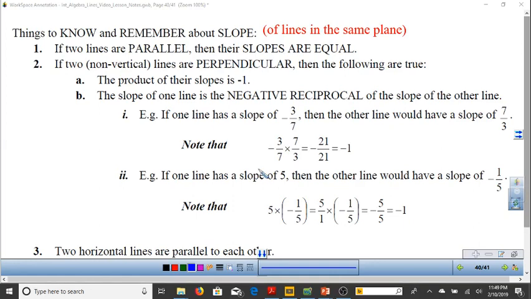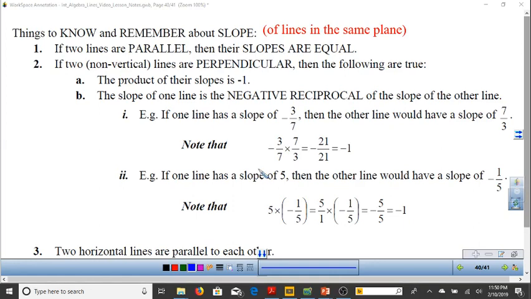When you multiply a number by its negative, you get a negative. And if you multiply a number by its reciprocal, you get 1. So if one slope is -3/7, then the slope of the perpendicular line would be positive 7 over 3. If you multiply -3/7 by 7 over 3, you get -1.